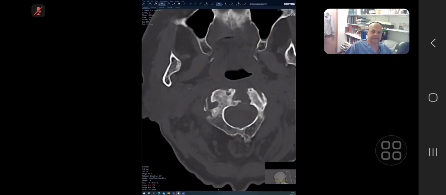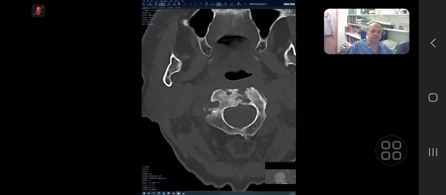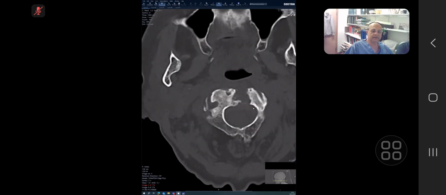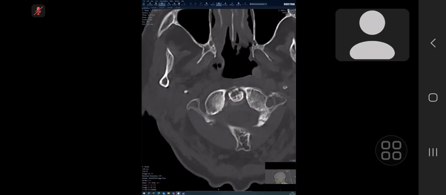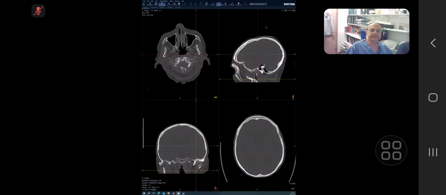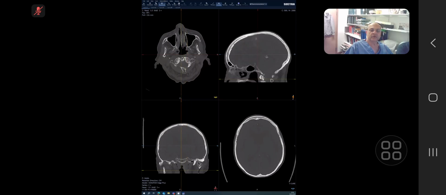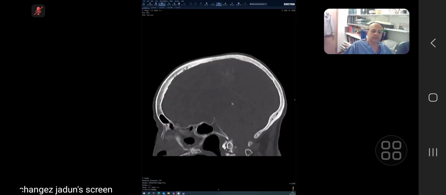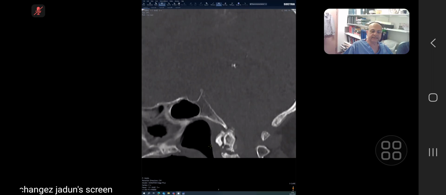And then the C2 is unremarkable. However, I don't see the full detail of it. I would want to have the sagittal images if I can have. So then they will show you the sagittal image. So look at this. What does it show?